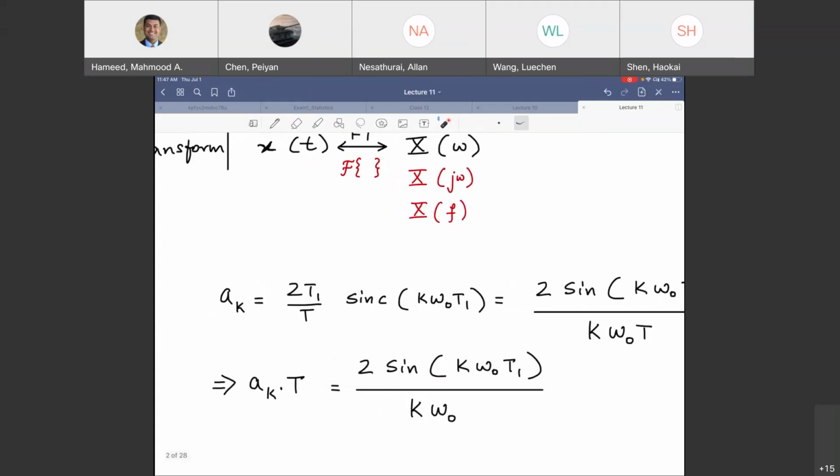Now, let's try to do some manipulation here. Let's bring this t onto the left-hand side. What do you have? a_k times t, which is the time period. Why didn't I leave it over here? Because I'm playing with that time period, right? I keep extending it, making it tend to infinity. So I don't want that in my denominator. I want it in the numerator on the left-hand side. So a_k multiplied by T equals 2 sine k omega naught T1 divided by k omega naught. Next.